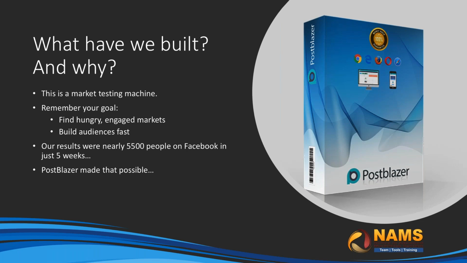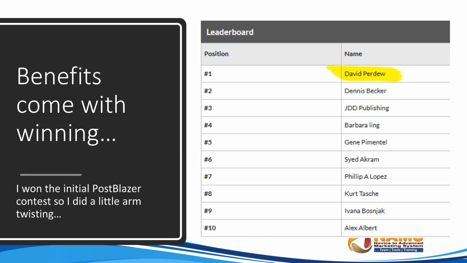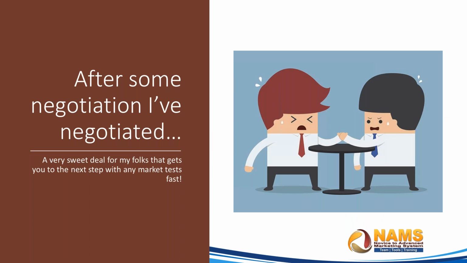But here's another thing before we move on too far. I want to talk about what benefits come with winning. This was the contest that they had for their promotion. Jennifer and I came in first place on the contest. And I went back to Fletcher and said, okay, we've fallen in love with your tool. Now I want to do something very special for our people. And he was back and forth a little bit about what it was because I pushed him on it pretty hard. And I'm going to show you what that is in just a second.